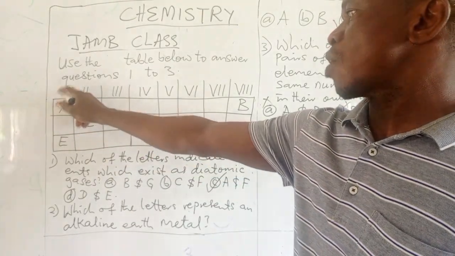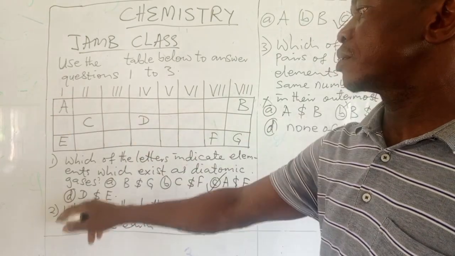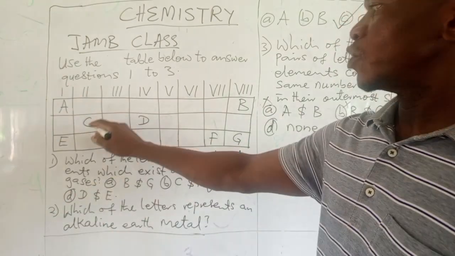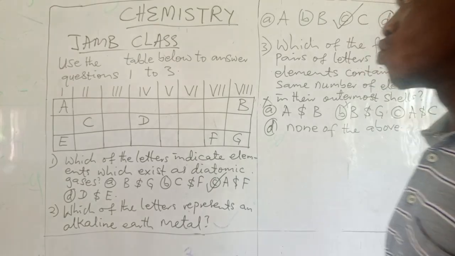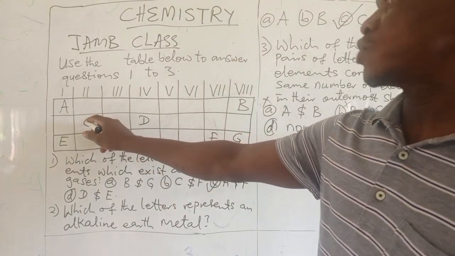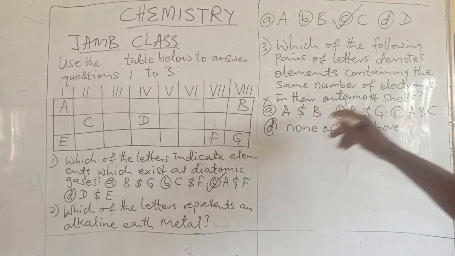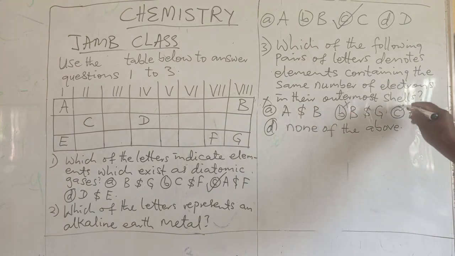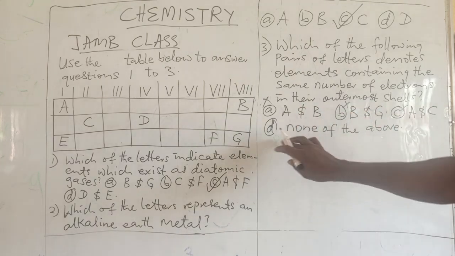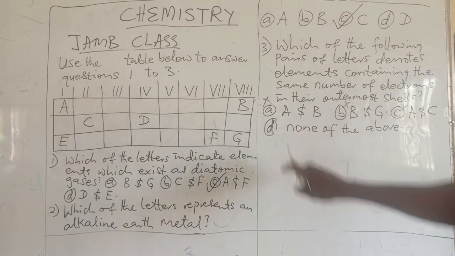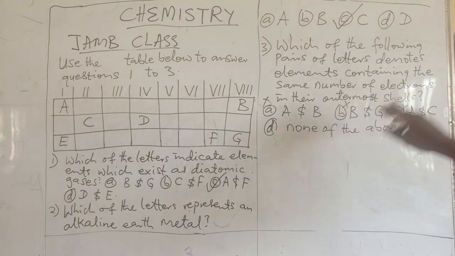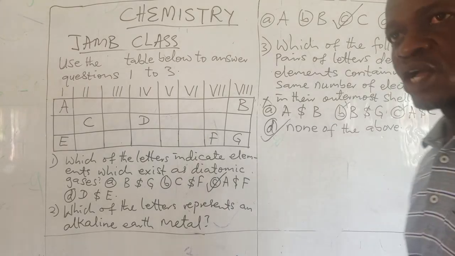I have told you this one carries 1. In this group they carry 1, this group carries 2. So C has 2 electrons on the outer shell, while A has 1 electron on the outer shell. So A, B, C are wrong. So now the correct option is what? D, none of the above. So that is the correct option to that question.